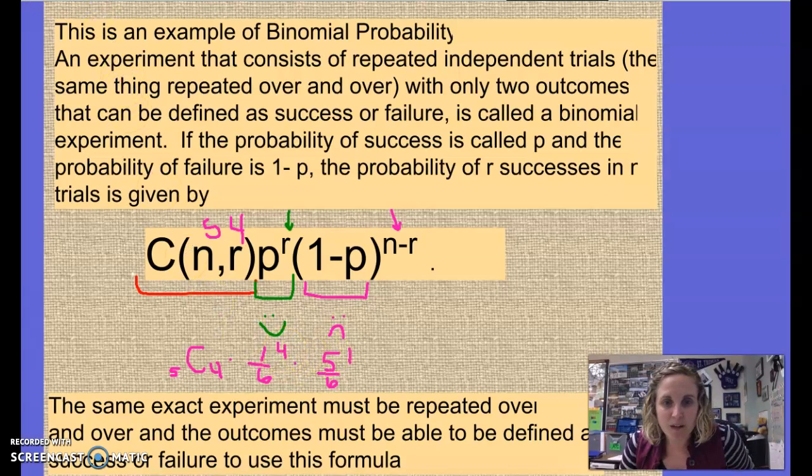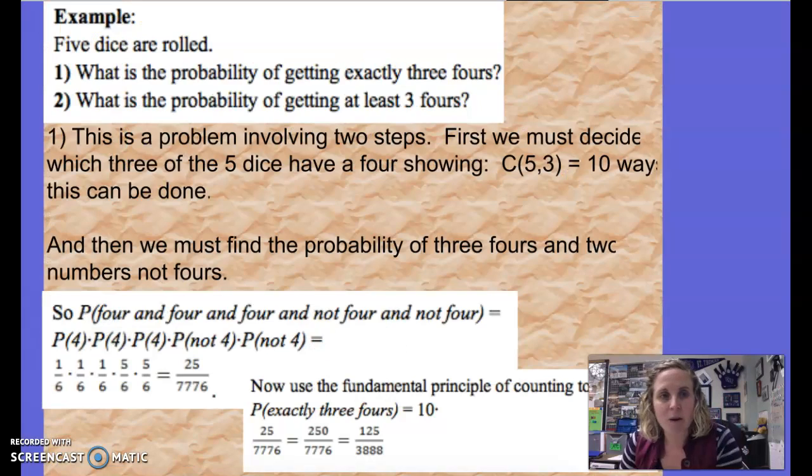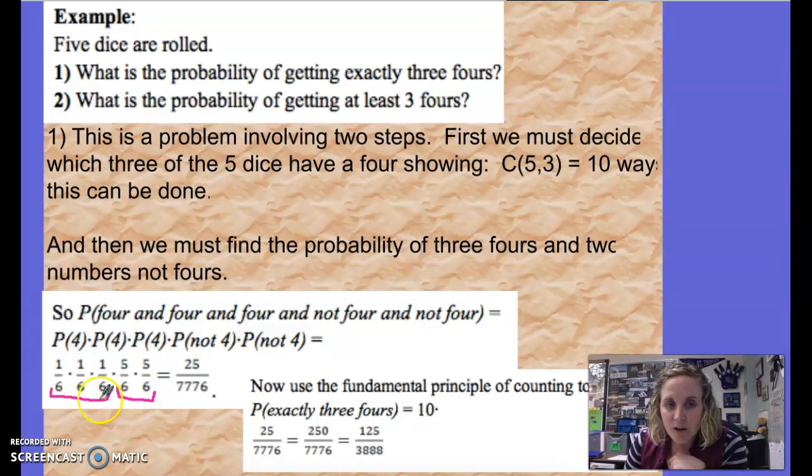This last problem that you saw is a binomial probability problem. There's your favorable outcomes. There is your unfavorable outcomes. There's 3 of those. There's 2 of those. And we said 5 choose 3 was that times 10. So this is a binomial probability problem.